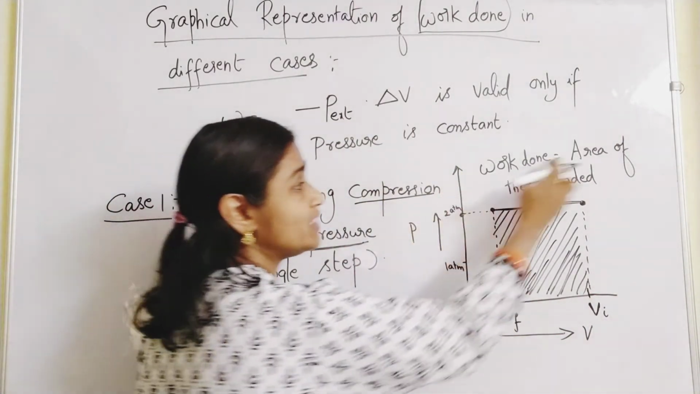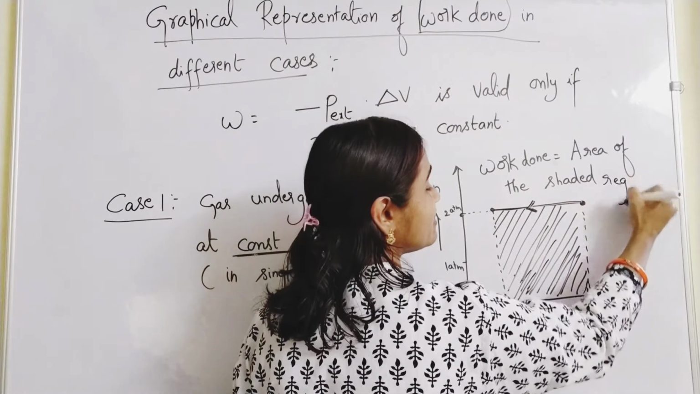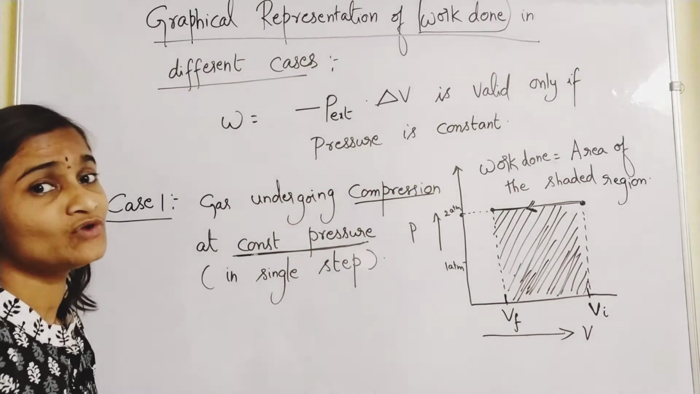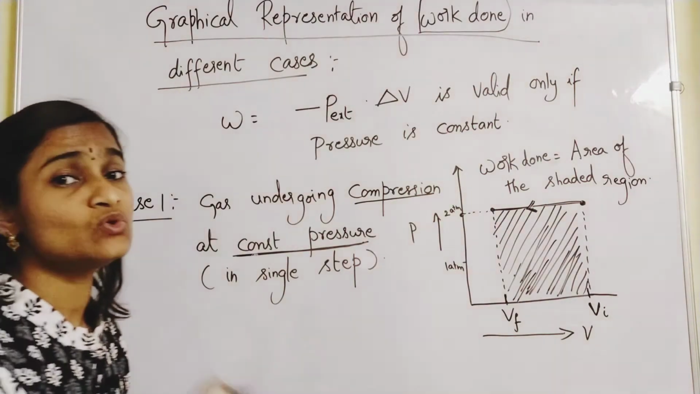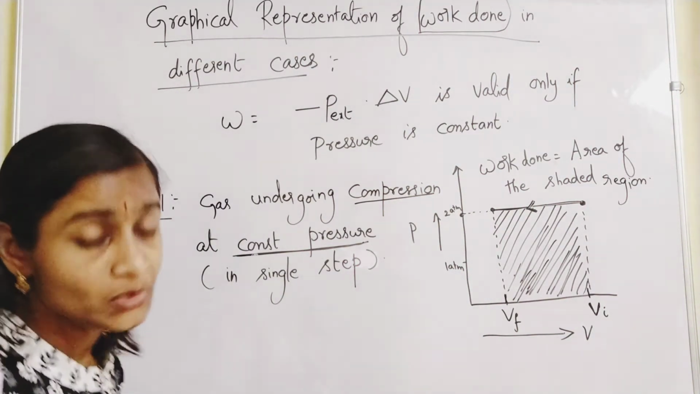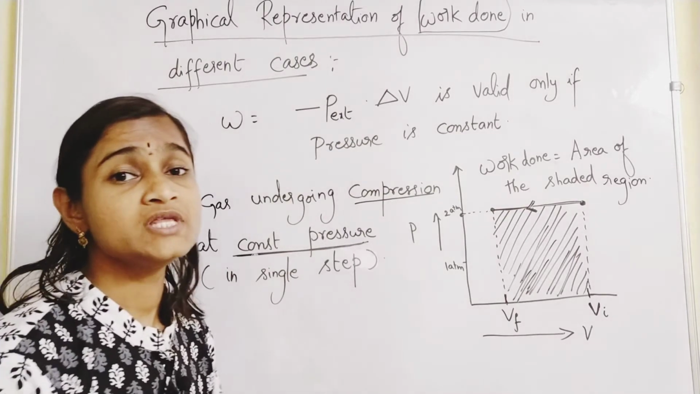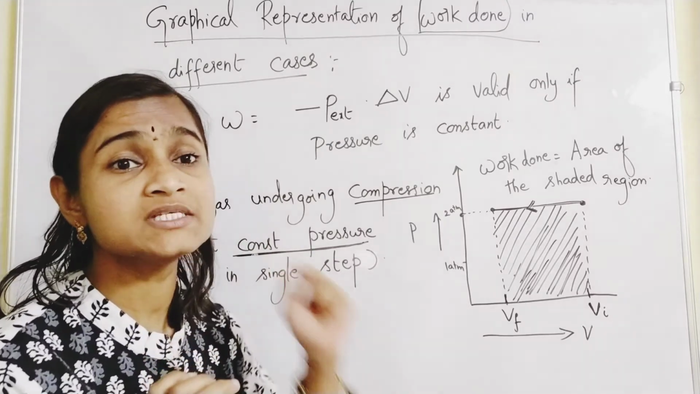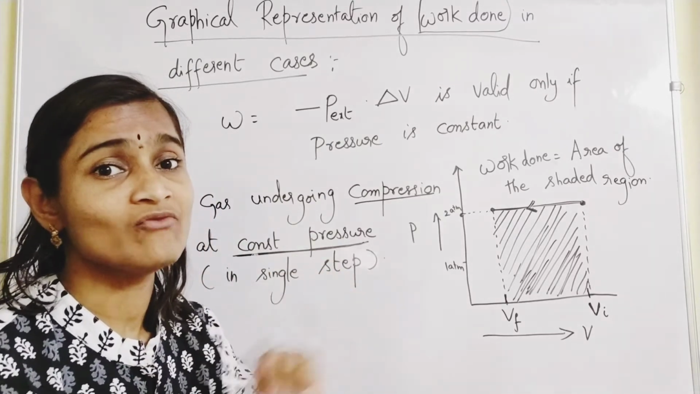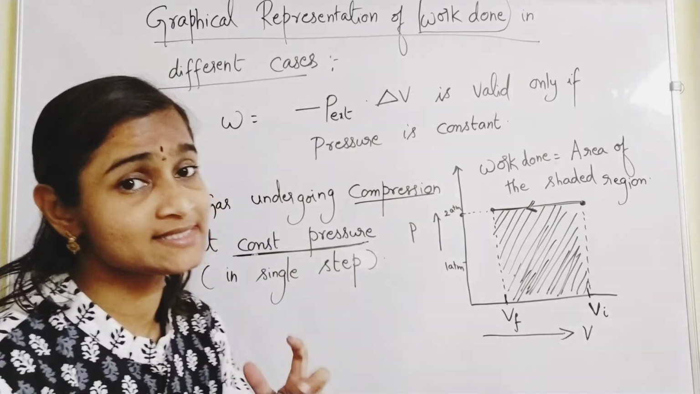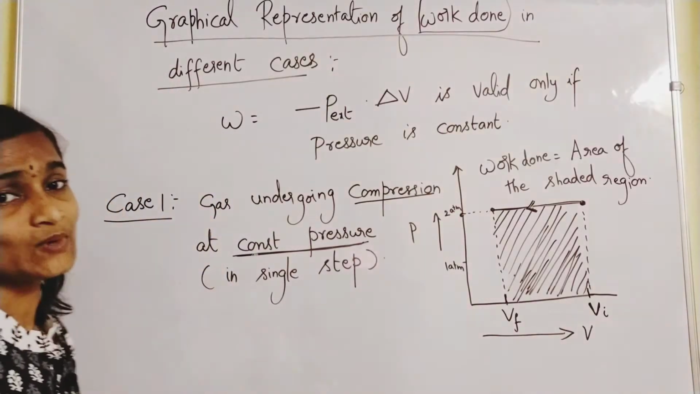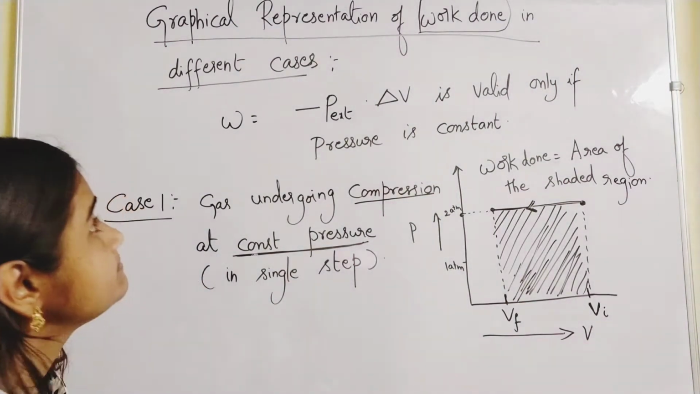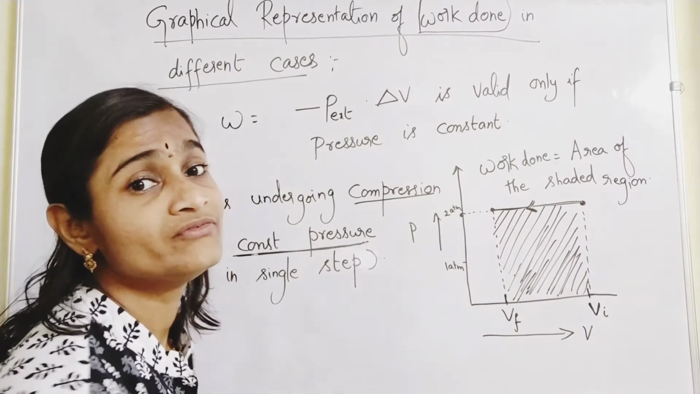So work done is equal to what? Area of the shaded region. Area of the shaded region will give you the amount of work done in this case. Please note down. I'm going to rub the board, or you just pause the video and keep noting down. Every time please pause the video and keep writing whatever is being told. Right, this is case 1. I think it is clear for all of you.